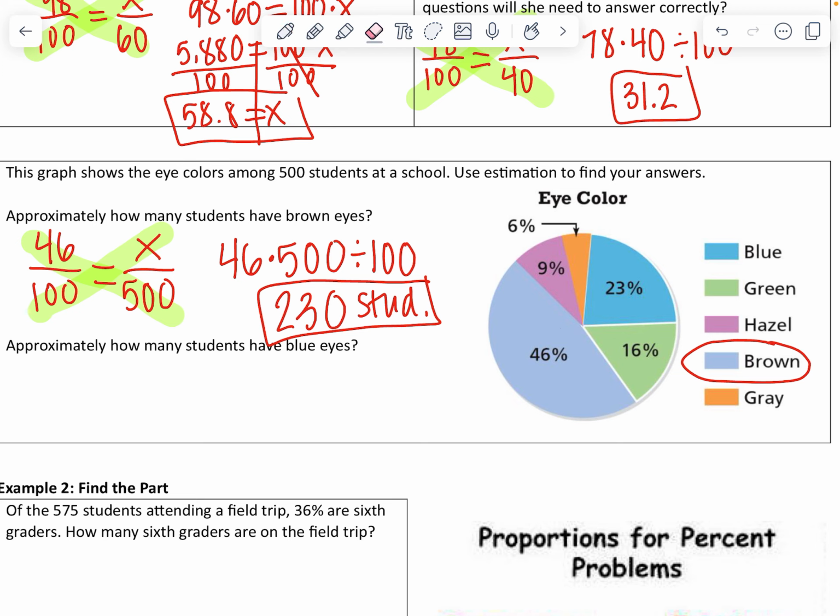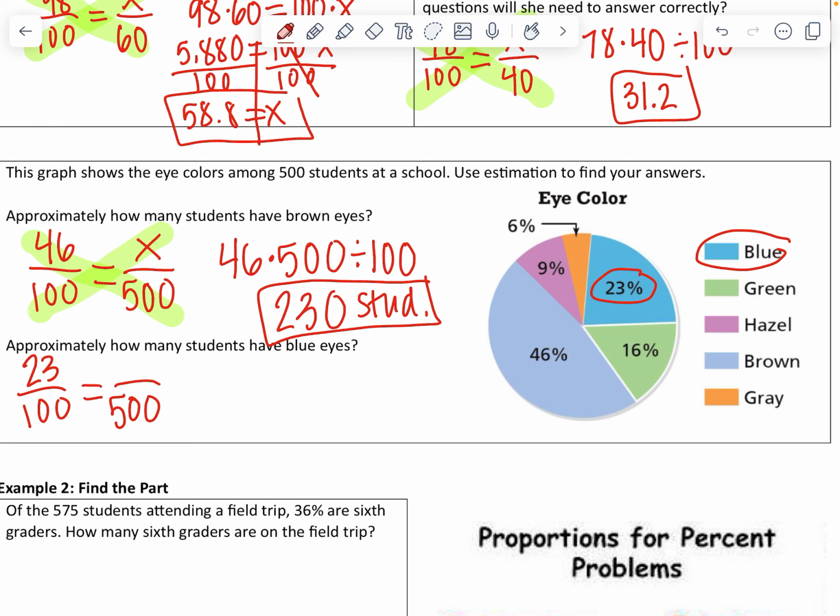So we're going to do the same thing, but this time we're trying to figure out how many students have blue eyes. So I set up my proportion like that. And then blue eyes is right here. So it's 23%. So it gives me my percent. That's going to go above 100. And then I have to figure out what number I'm going to use. And it is 500 again. And so it's just like that first problem. So I'm missing my part.